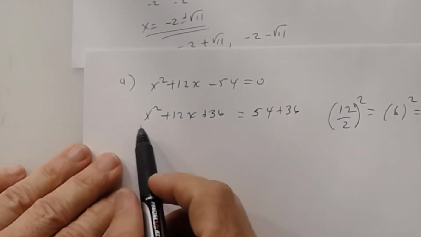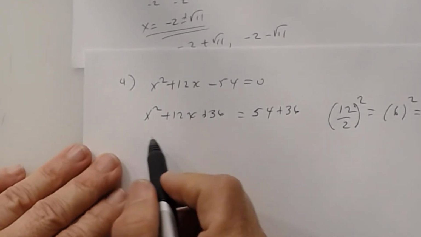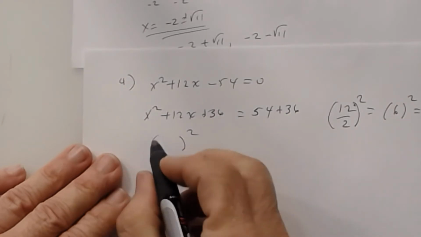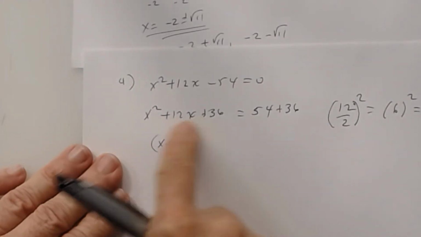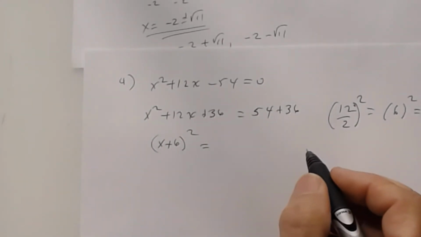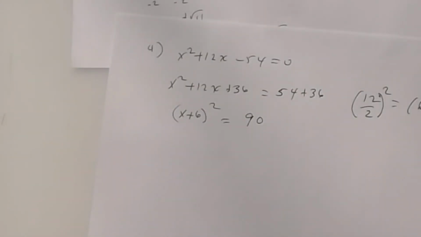The left-hand side is what kind of trinomial now? Perfect square. So if you factor it, it's going to be a binomial squared. Okay, tell me what that binomial will be. X plus 6, because x plus 6 times x plus 6, when you FOIL it, is going to be this trinomial. And then on the right side, what's 54 and 36? 90. All right, so that's where I'm at. All right, now what's the next step? Square root property.